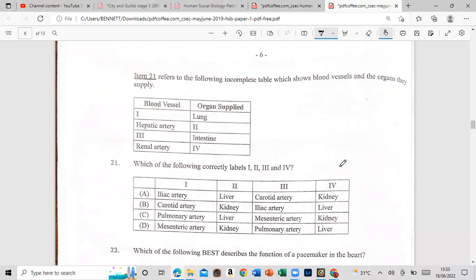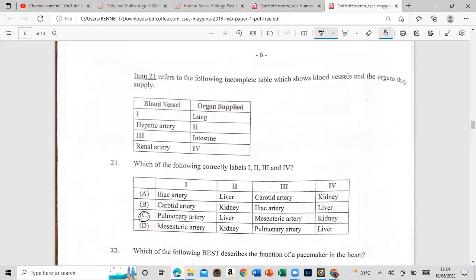All right. Item 21 refers to the following incomplete table, which shows blood vessels and the organs they supply. 1, lungs, 2, hepatic artery, 3, the intestine, and 4, the renal artery. Which of the following correctly labels 1, 2, and 4? This is a repeat. So 1 is the pulmonary artery. Hepatic artery belongs to the liver. Intestine, the mesenteric artery, and the renal artery supplies the kidney. So that's C. This is a repeat.